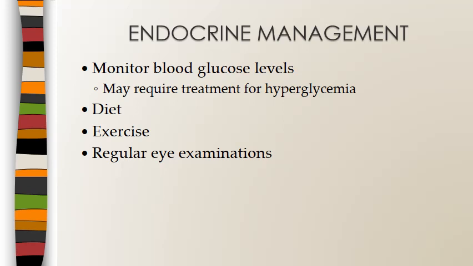So the endocrine management includes monitoring their blood glucose levels. We are going to be on the alert of these children possibly developing high glucose levels and requiring treatment. We're also going to monitor their diet. Remember, we're going to encourage the high protein, high calorie diet. We want to encourage them to exercise and to get regular eye examinations to make sure that their eyes are developing properly and there's no problems there, especially if they have high glucose levels.